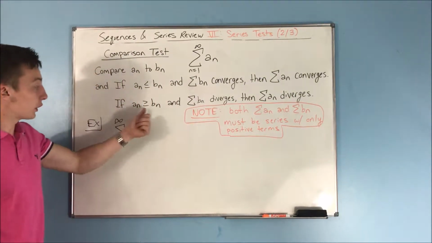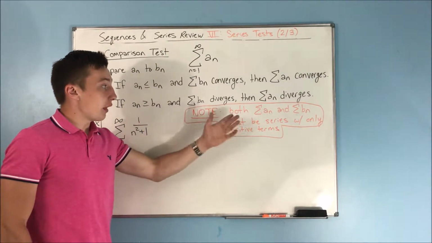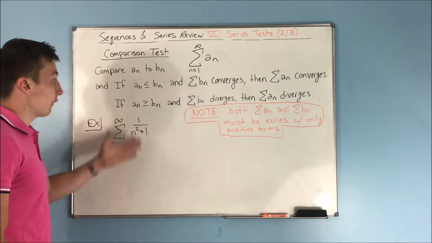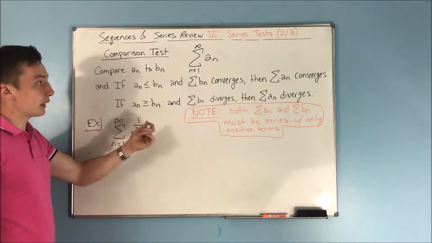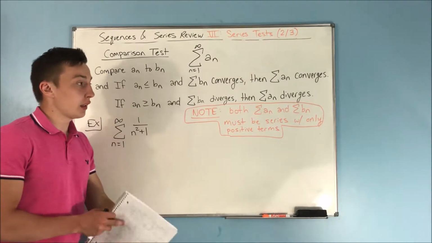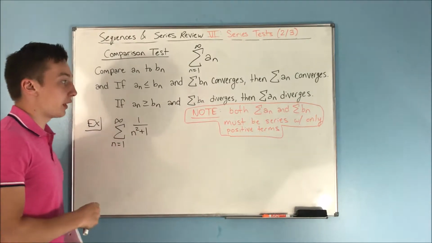Now, if a sub n is greater than or equal to b sub n and b sub n diverges, then a sub n is going to diverge as well. So that's kind of how it goes. If this concept doesn't really make sense to you, definitely go check out my video on the comparison test. I dive in a lot more in depth there. This is kind of just supposed to be a review video.